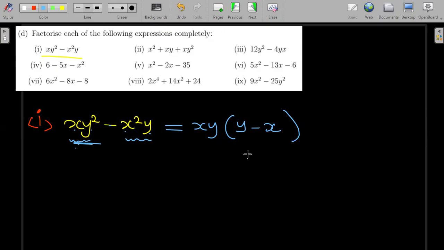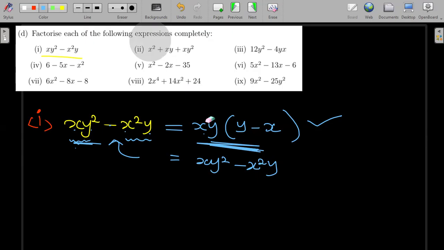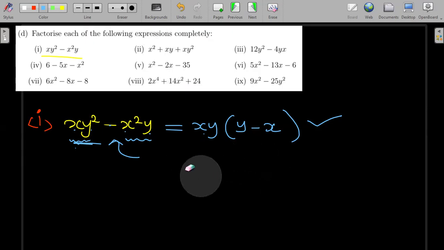When you factorize something, make sure that if you try to expand it, it will still give you the same thing that you had. So if we expand this with this, we still get xy squared minus x squared y, which is what we had. So our factorization here is actually correct. That's how we can factorize the first one: we just take away the xy, which is common between the two terms, and then write whatever has remained in the brackets like that.